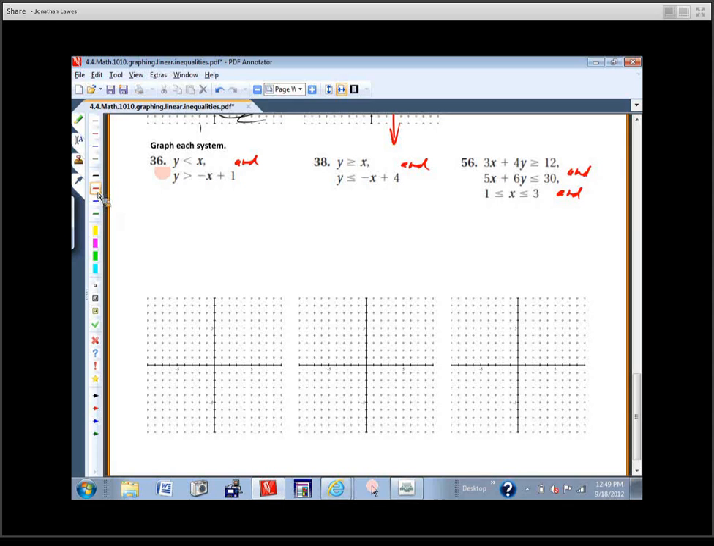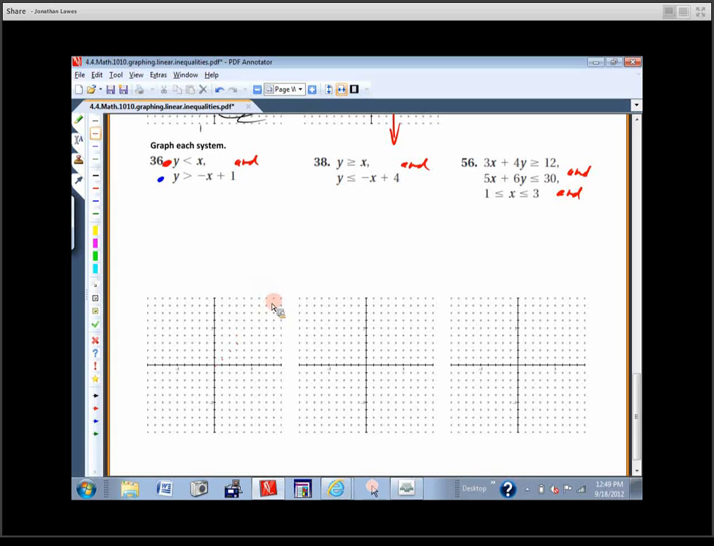Okay, I'm going to graph these in different colors. I'm going to do this one in red, and I'm going to do this one in blue. So you'll notice that this is already in slope-intercept form. They're both going to be dotted lines, so let me graph the red one. The red one's going to look like this. It crosses at 0, the slope is 1. So I rise 1, run 1. So I've got these points right here.